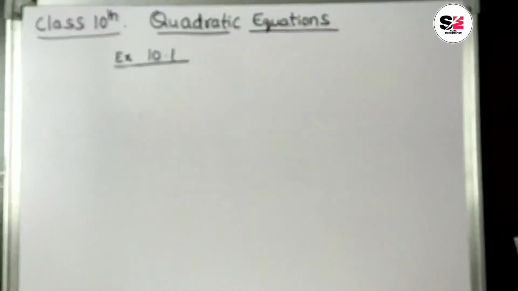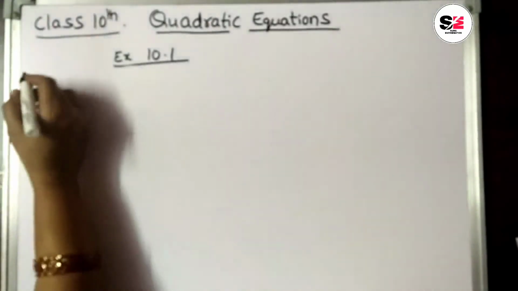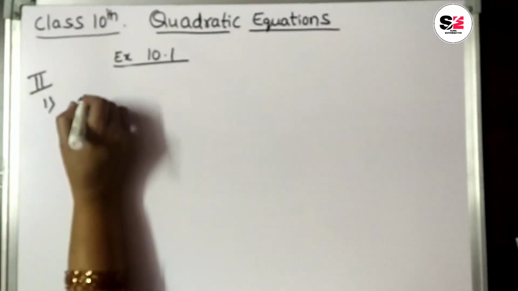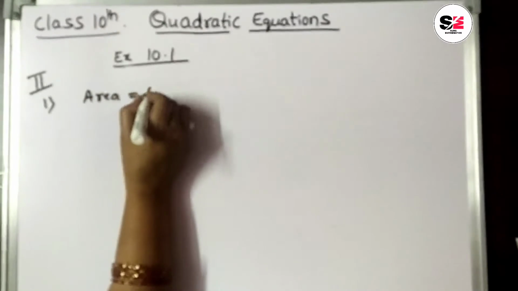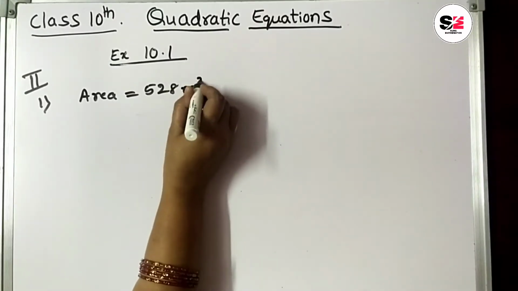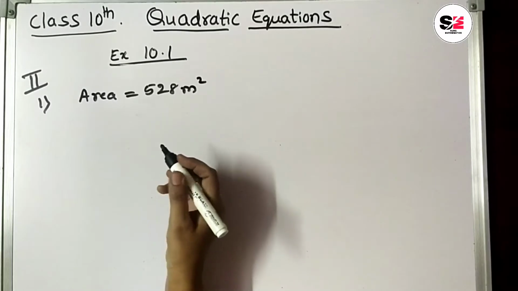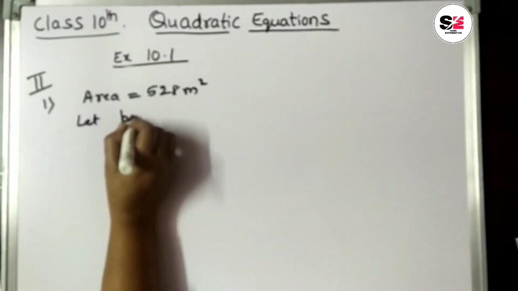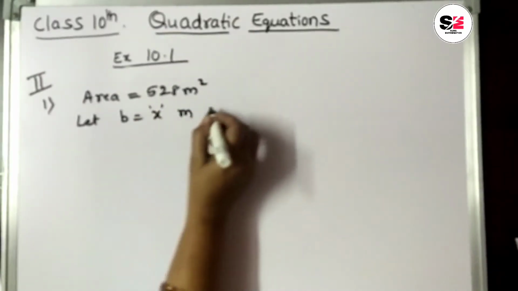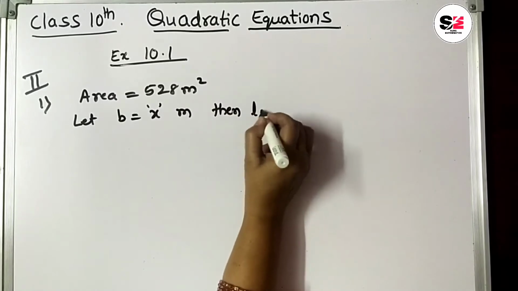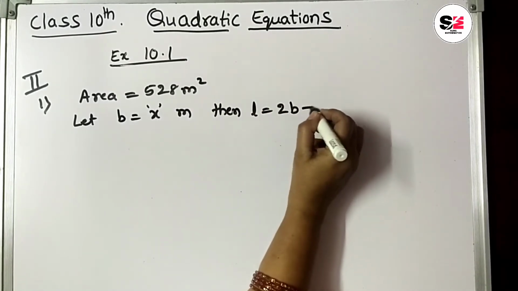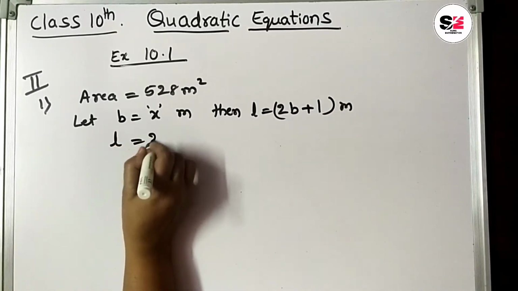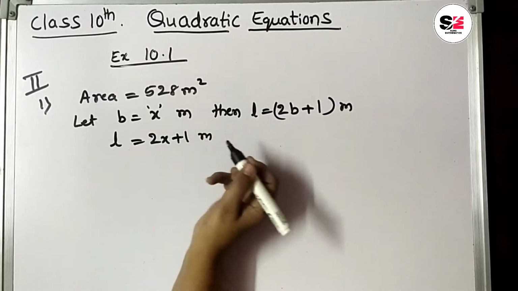Yes, first write down the given things in that first question. So first, the area is given. Area is equal to 528 meter square. The length of the plot is 1 more than twice its breadth. Let breadth be x meters. Then length is equal to 2 times breadth plus 1. Then length becomes 2x plus 1 meters.